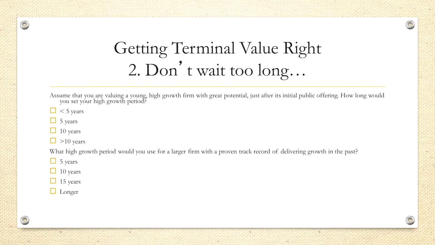Now, before you determine this terminal value, you want to decide how long to set that high growth time period. Many people say, hey, you have many choices: less than 5 years, 5 years, 10 years, or even greater than 10 years. Which one will you pick? Which one will you pick for a young, high growth company with great potential just after its IPO?